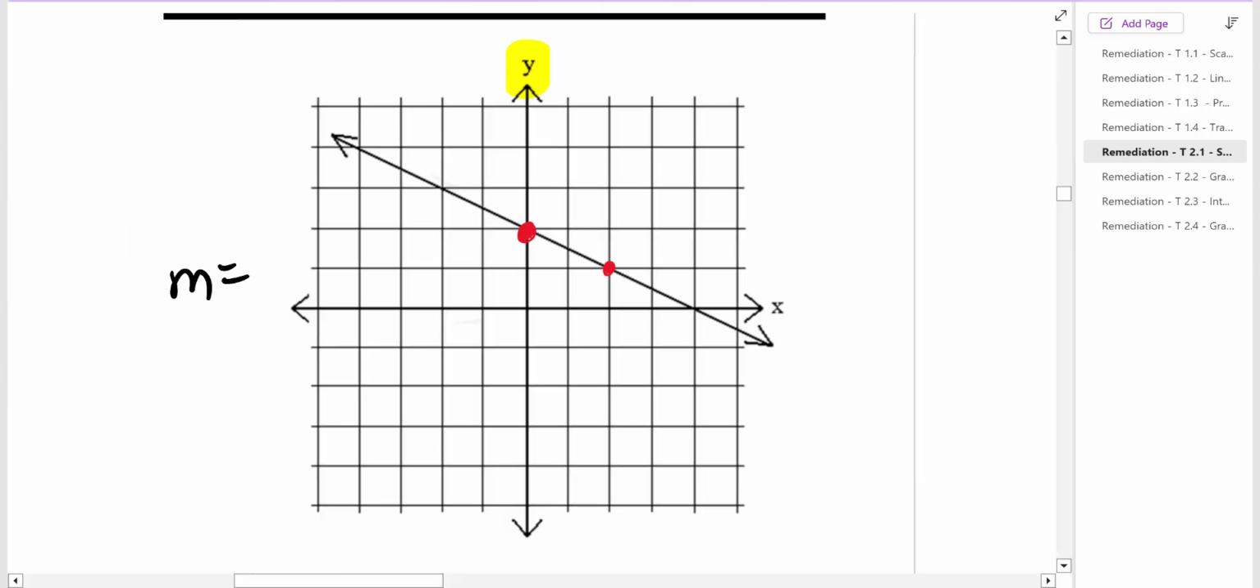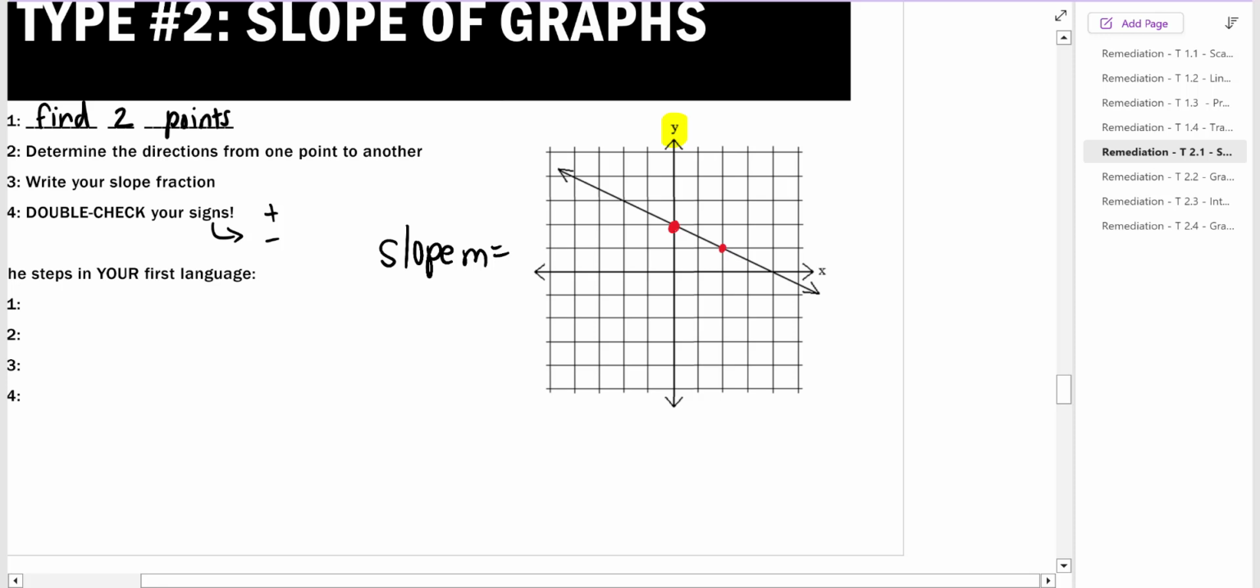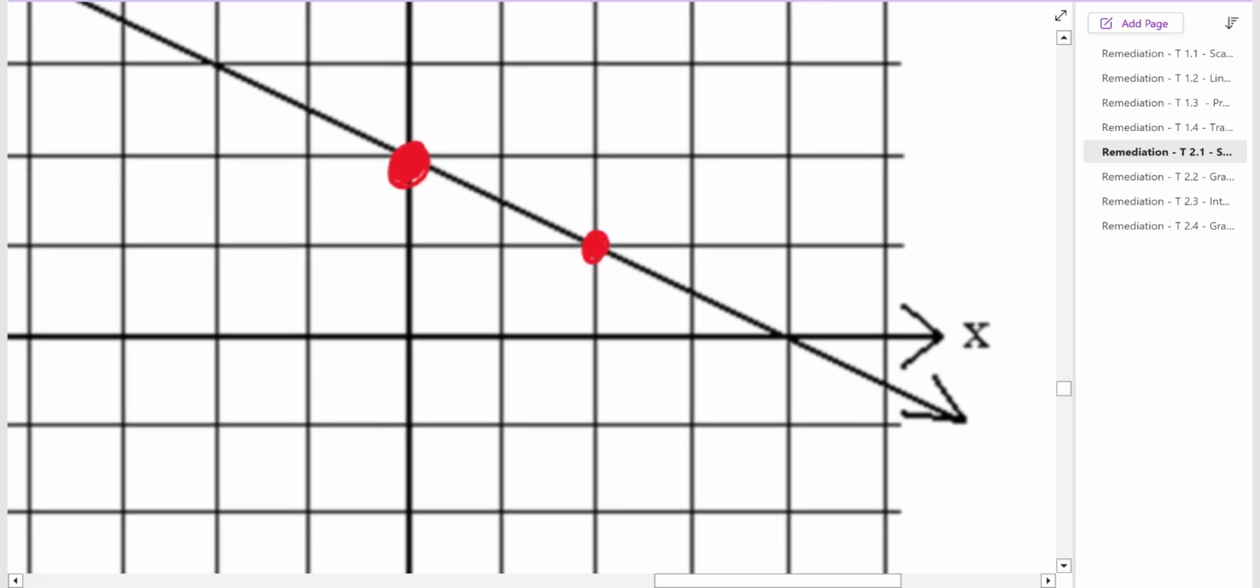Okay, so now we're going to do step 2. So step 2 is determine the directions from one point to the other. Okay, so I need to determine how do I get from this point to this point. So necesitamos determinar cómo puedes ir de este punto a este.